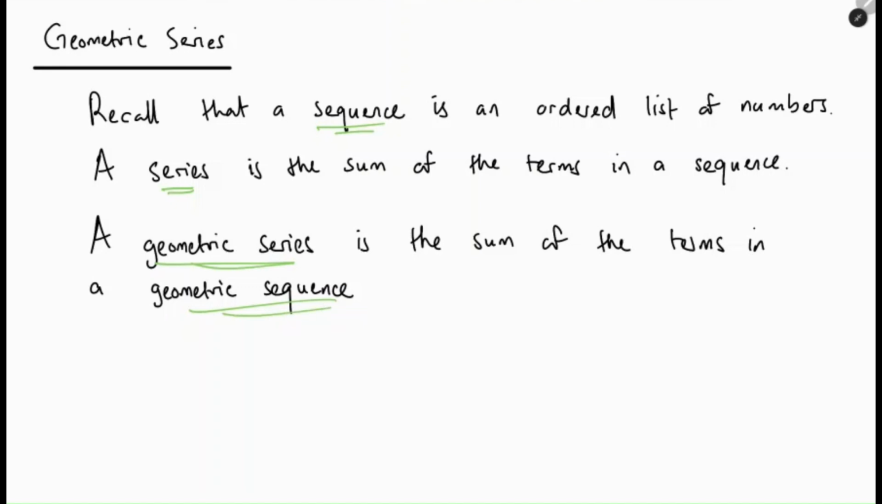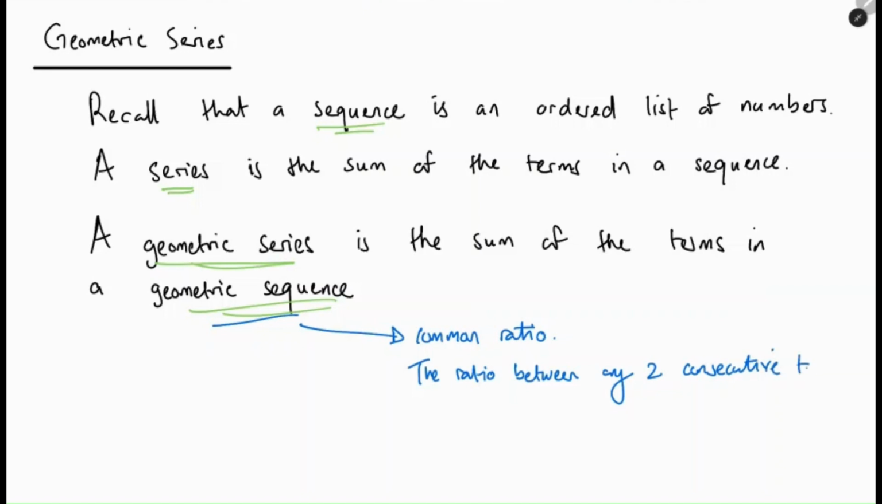And just to completely recall everything we need to know, in a geometric sequence we have a common ratio. Or another way of saying it is that the ratio between any two consecutive terms is constant. Okay, so that's the geometric series. Let's look at a quick example.